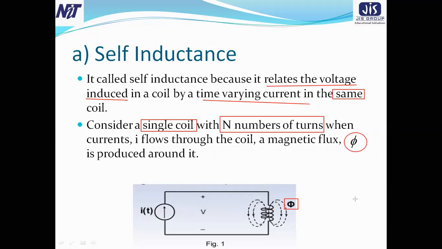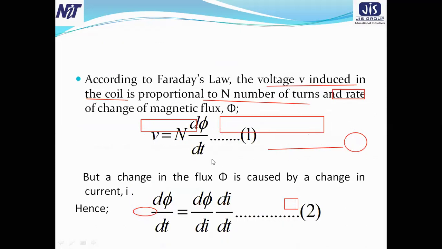So we are considering a single coil with N number of turns. Maybe it is 4, 5, 6, 7 or 100 turns. For the generalization of the circuit, the number of turns is N. The current i is flowing with time t. When current i flows through this coil, some magnetic flux phi is produced around the coil. So this is actually the self-inductance.